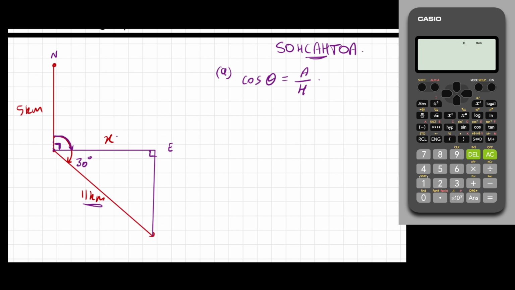So write the formula in first. Now let's substitute the values in. So our angle is 30 degrees. That's our angle in here, in your triangle. Our adjacent, well, we don't know what our adjacent is, but we've got a pronumeral representing that unknown, which we've called x. And our hypotenuse in this case is 11. So cos 30 is equal to x on 11.